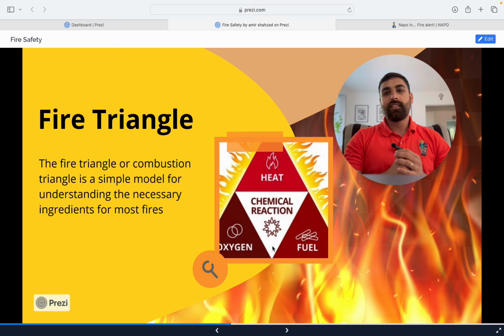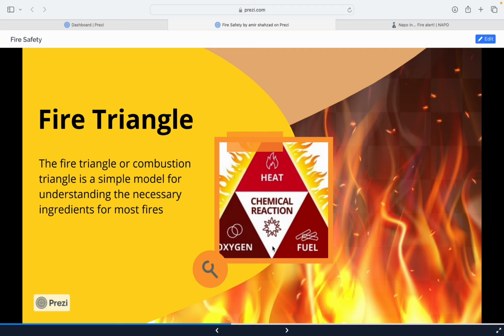Like in a general example, when you light up a matchstick, the matchstick is a fuel. We have oxygen in the air, but it is not burning because we do not have enough heat. So in order to make this chemical reaction which is called fire, you need all these three elements together. All these three elements together are known as the fire triangle. Sometimes we also call it a fire hexagon because we include the chemical reaction in it as well.